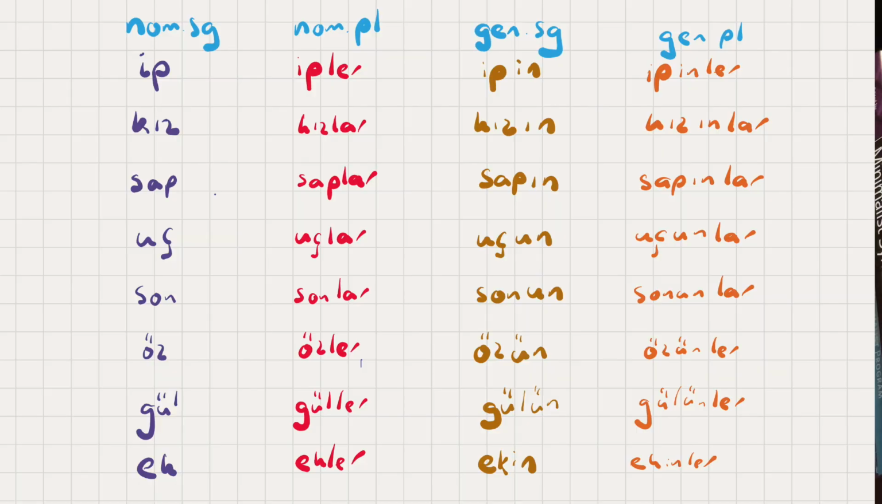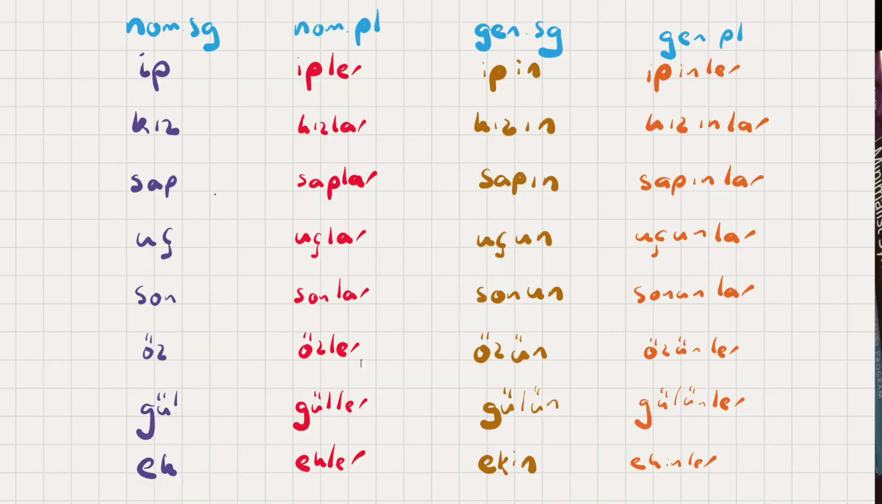Now, if we look at the plural of these nouns, that's the second column, you can see that the plural suffix seems to take 2 different shapes. So it's either ler or it's lar. And so what is that? What does that mean? Why is that? And how do you know? When you speak Turkish, how do you know which of those vowels to take?